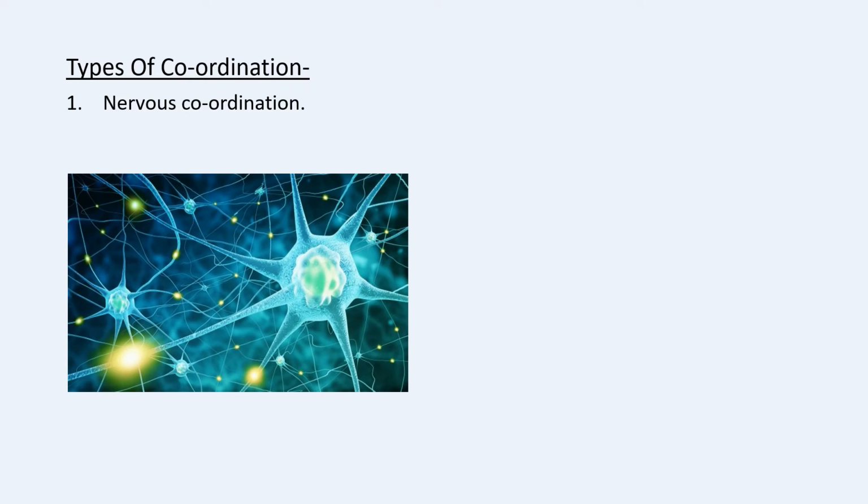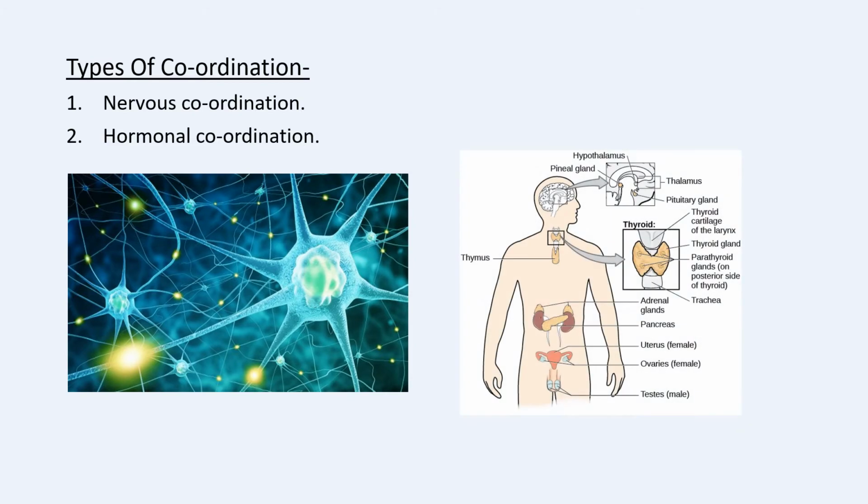To maintain this control and coordination, there are two types of coordination present. First being the nervous coordination. In this type, the impulses are sent through electrical signals. Due to these electrical signals, the activity performed is immediate and fast. While the other type of coordination is hormonal. In this, the signals are sent through hormones, which are produced by different endocrine glands. This is a slower process but is long-lasting.